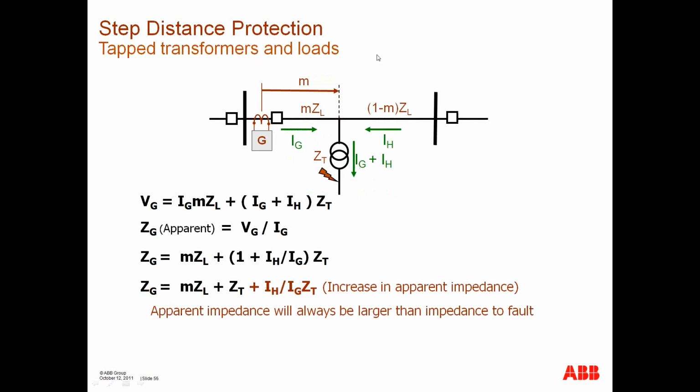All right, step distance, tap transformers. Again, tap transformers. You have a fault on this side. Again, you can go through the gyrations and see the increase in apparent impedance. And note that the apparent impedance will always be larger than the impedance to the fault.